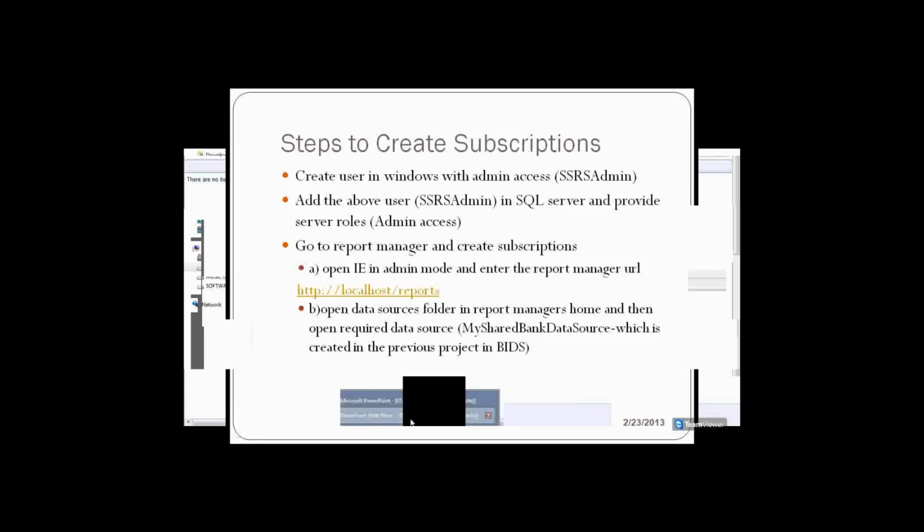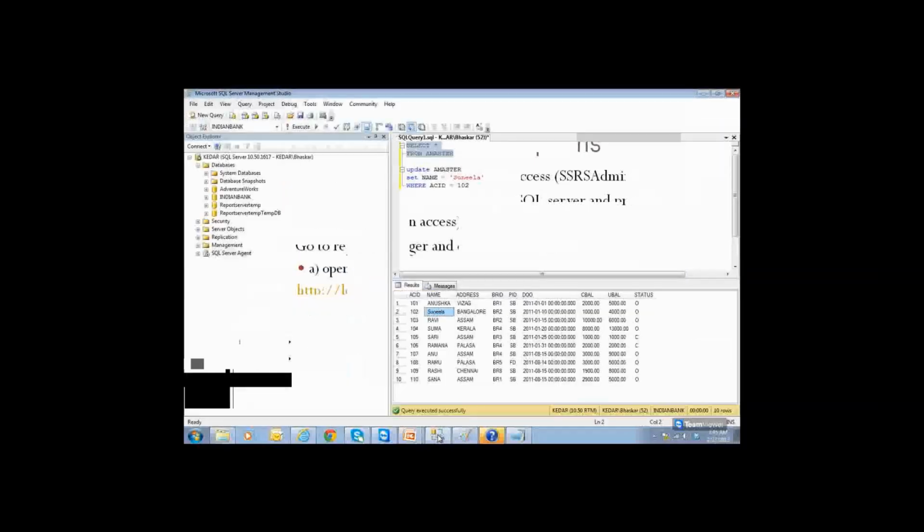Then after that, you went to report manager and opened the shared bank data source, added SSRS admin to this and clicked apply. Then you open the report which you want to subscribe to, right click, subscribe, and follow the steps. That's it. Make sure that the SQL Server agent is running smoothly. If that is not running smoothly, then this will not work. When you restart the system, this will be off again.